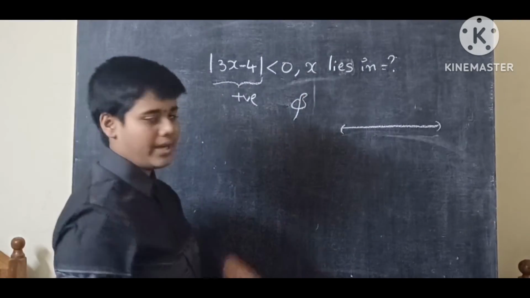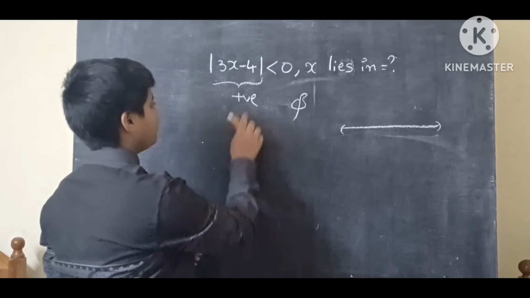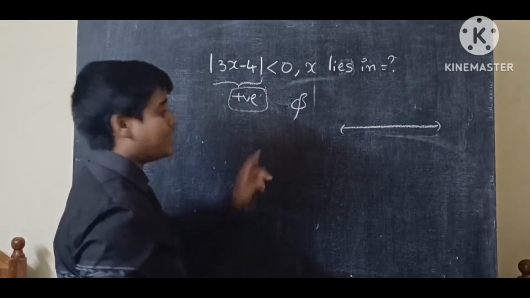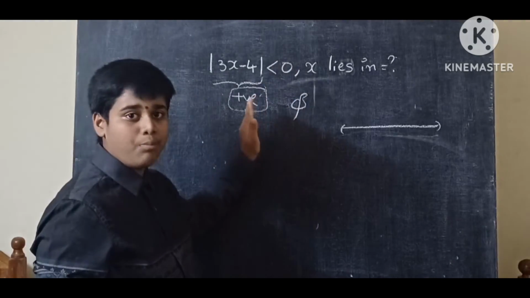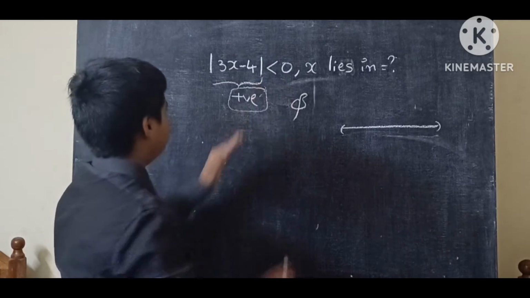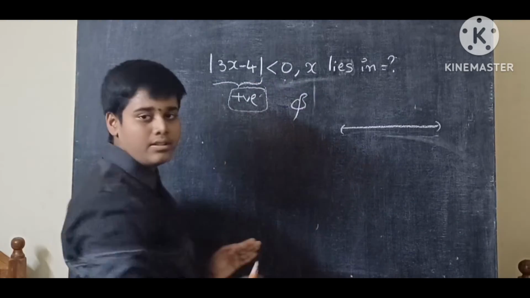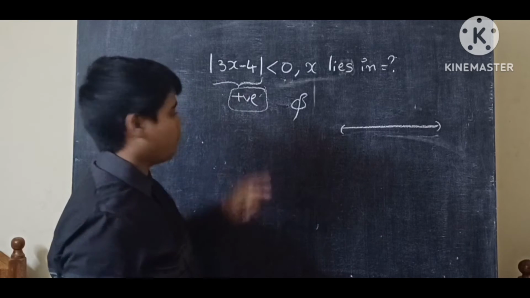So the answer is phi, the empty set. Nothing is present, because the mod value is positive but they give that it is less than 0. So the answer is the empty set, because there are no values.